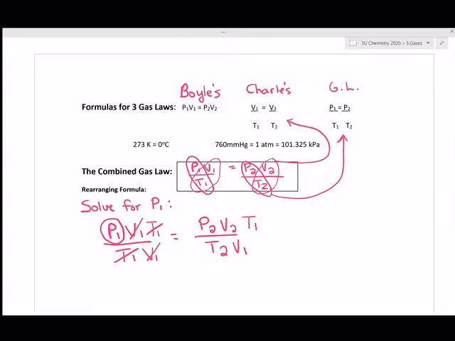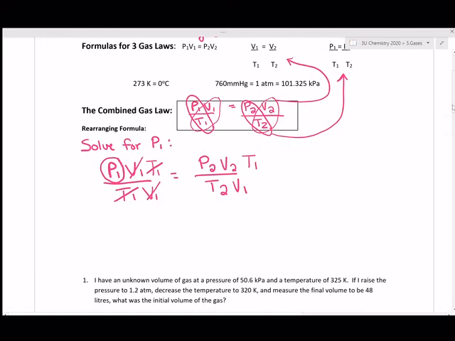Okay, we could do another example. We could do 6 examples technically, but I don't think we need to do that many. Supposing we're asked to solve for a temperature.